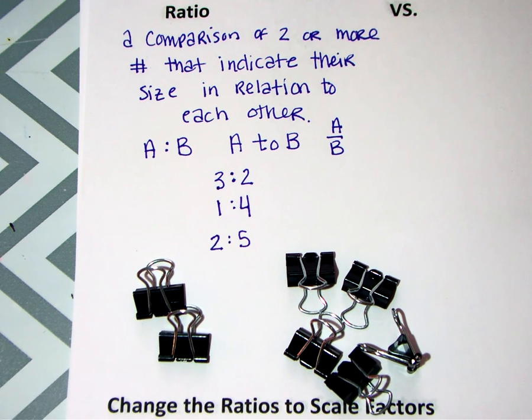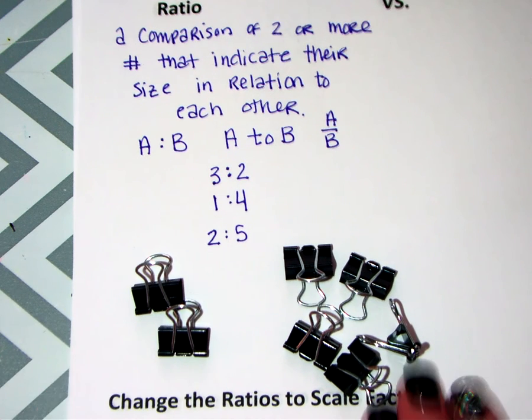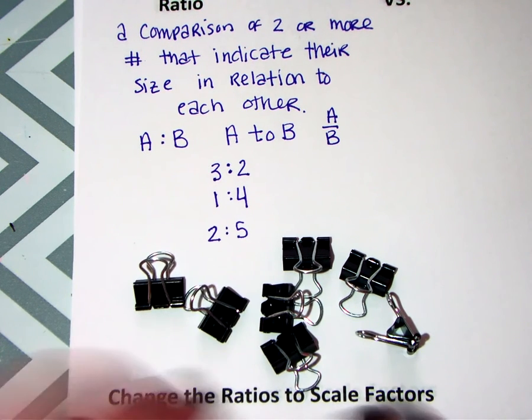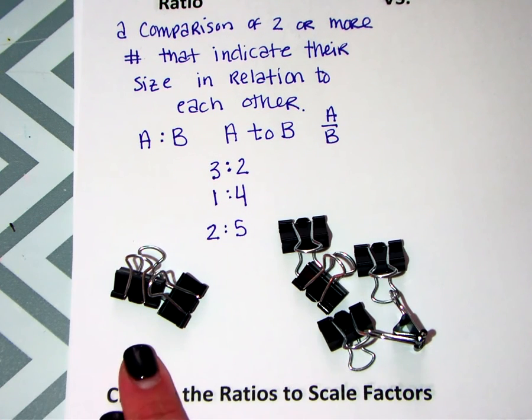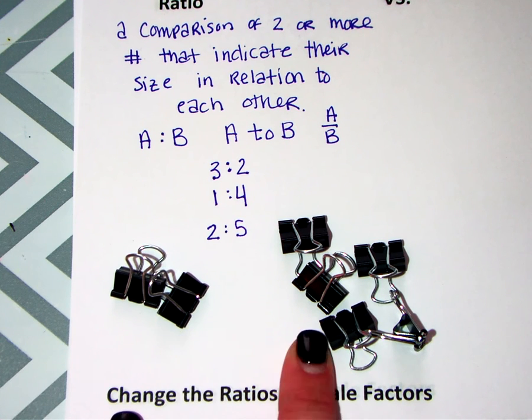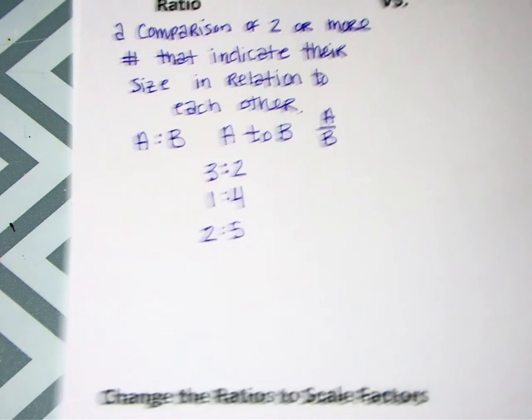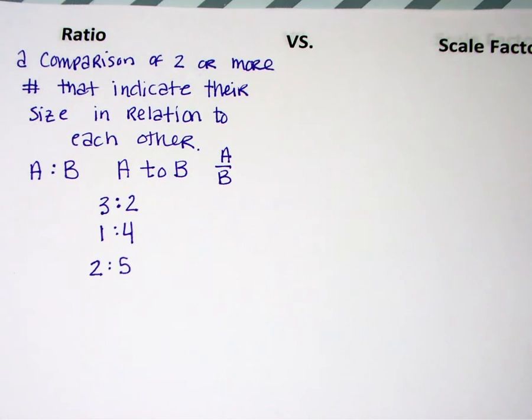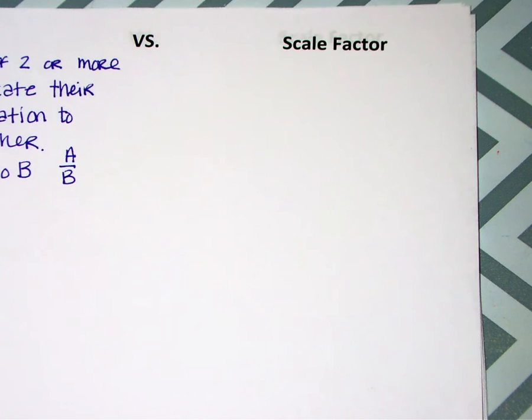So ratios compare what you have to what someone else has. So a 2 to 5 ratio, I have 2 binder clips, you have 5 binder clips. So for every 2 I have, you have 5. Let's see how that relates to something called a scale factor.